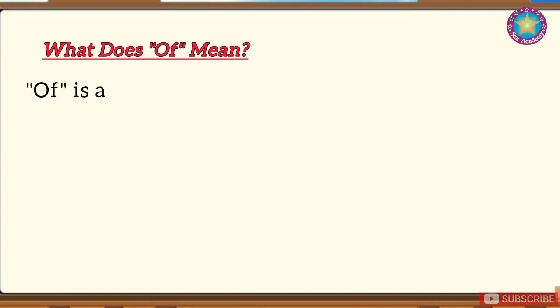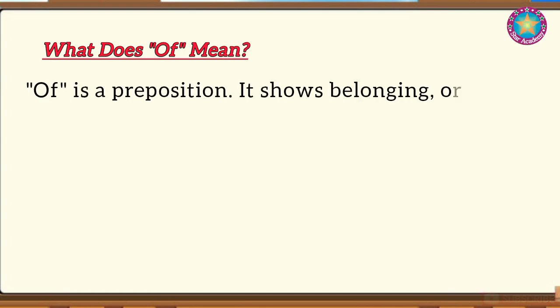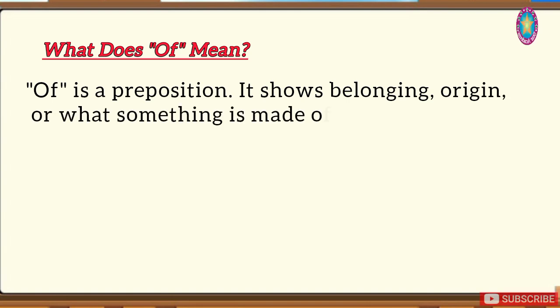Of is a preposition. It shows belonging, origin, and what something is made of. The word of is a preposition, which means it links nouns or pronouns with other words in a sentence. It often shows relationships like possession, origin, or the material of which something is made.